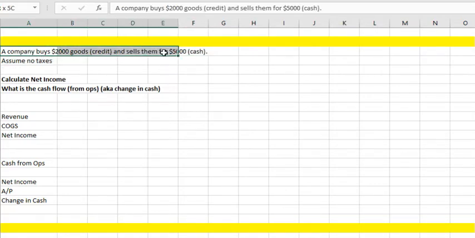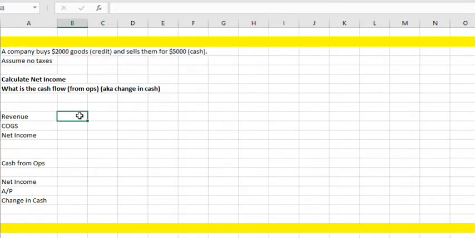When we just look at this statement, we are going to realize that the company is not paying anything for the goods they are buying. They are buying it on credit. They will pay it later and selling them for cash. So the cash inflow is going to be $5,000. We do know that. Now, how do we calculate it?